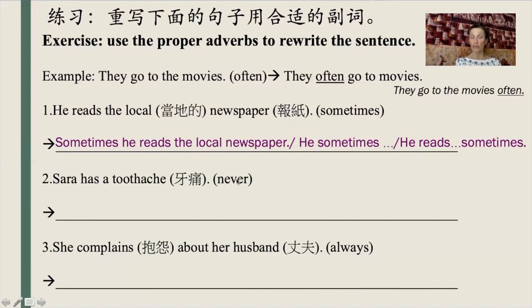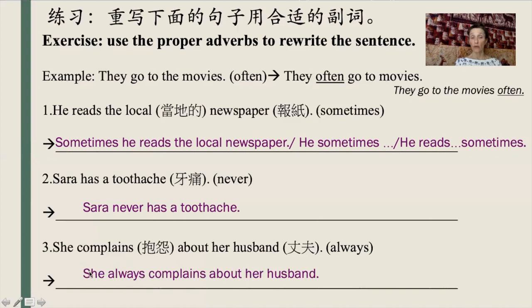Or how would you write that? She has a toothache. What's the pattern? What's the pattern with the word has? She never has a toothache. So subject, adverb, verb. Okay. She complains about her husband always. So what would be the pattern there? Well, it's not a to be verb. So here it is. She always, so subject, adverb, verb. She always complains about her husband.